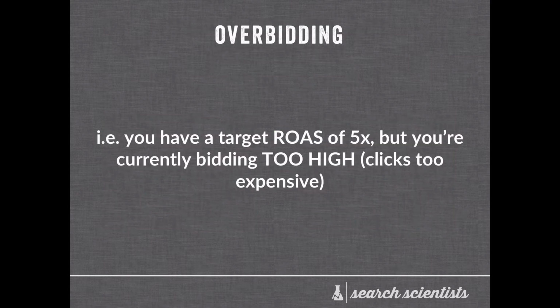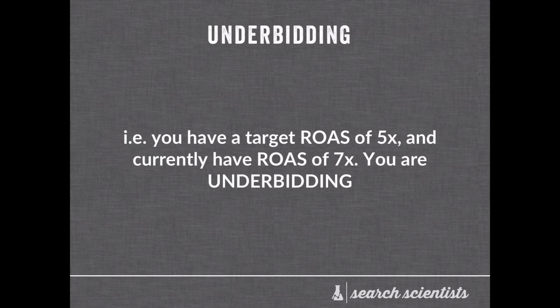Now, you are very likely doing one of two things inside your accounts. You are either overbidding. For example, you have a target return on ad spend of 5x, but you're currently bidding too high. So you're doing worse than 5x, meaning you are doing something like 4 or 3x, which is worse than 5. Then you're bidding too high. You need to lower your bid to get cheaper clicks.